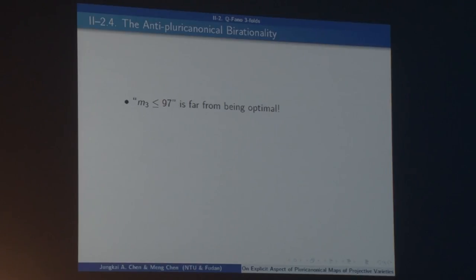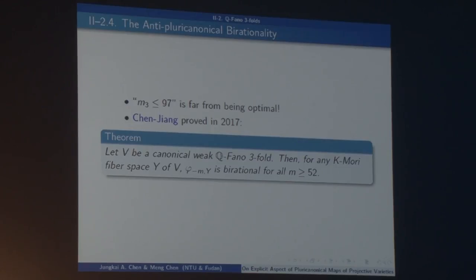Yeah, and I don't know. So maybe we need some new method to do this. But by the way, we have a weaker result from last year. So we try to study a further problem. The result says that for any weak Q-Fano threefold, the K-Mori space Y satisfies such a property that for any m larger than 52, phi minus m is stably birational. For this kind of question, the most difficult thing is that in the final case, one cannot use Kollár's technique. So I don't know how to use the same positivity in the final case.